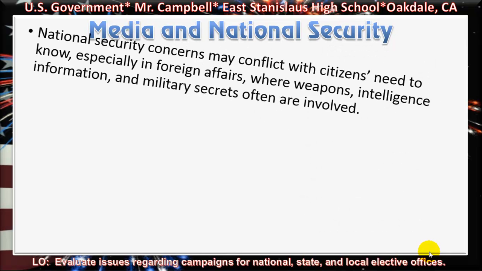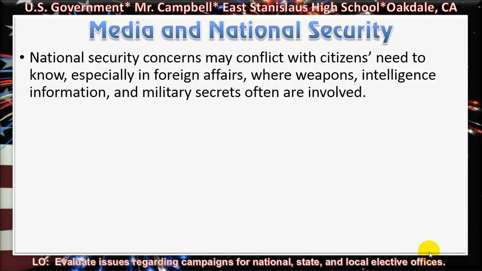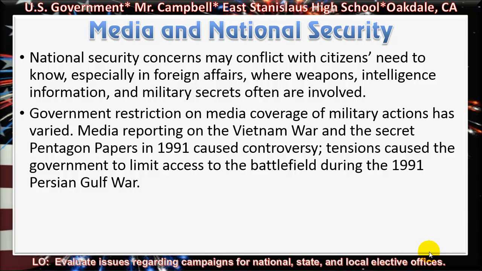Media and national security. National security concerns may conflict with citizens' need to know, especially in foreign affairs, where weapons, intelligence information, and military secrets often are involved. Government restriction on media coverage of military actions has varied. Media reporting on the Vietnam War and the secret Pentagon Papers caused controversy. Tensions caused government to limit access to the battlefield during the 1991 Persian Gulf War.